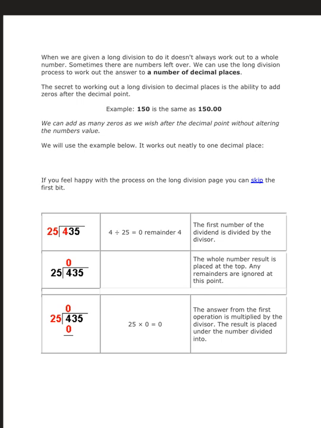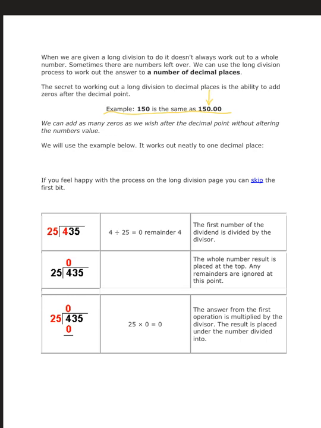The secret to working out a long division problem to decimal places is the ability to add zeros. In this example, I show you that 150 is the same as 150.00. You can add as many zeros behind a decimal point as you wish, but you must remember they must go behind the decimal point.